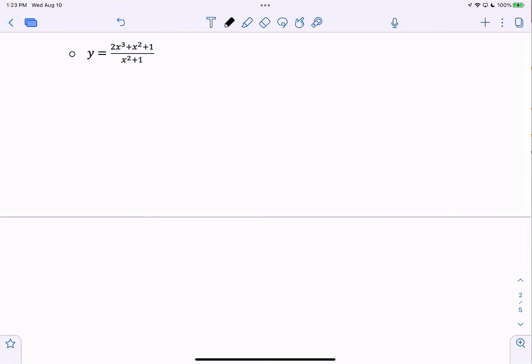Now we're going to use calculus to analyze and graph the rational function y equals 2x cubed plus x squared plus 1 over x squared plus 1. Looking at the function, we can see that the domain is all real numbers. We can also see that the y-intercept is (0, 1).